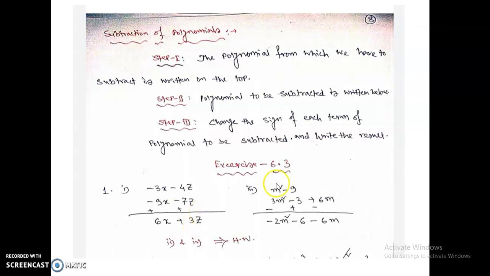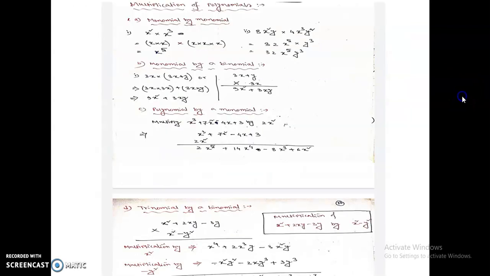Okay, so in this way here also you can see I have changed the sign of the downside expression terms, and I have finally subtracted, and I have got this result minus 2m square minus 6 minus 6m. Okay, so this is the way to subtract the polynomials from one expression and get the result. Okay, so let's move on to the next topic.